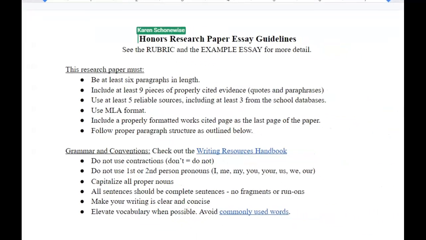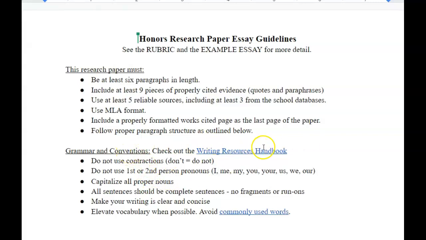For this paper, you must have at least 6 paragraphs, include at least 9 pieces of properly cited evidence, quotes and paraphrases, and use at least 5 reliable sources, 3 of which must be from the databases. You need to use MLA format, include a properly formatted works cited page as the last page of the paper, and follow proper paragraph structure as outlined.